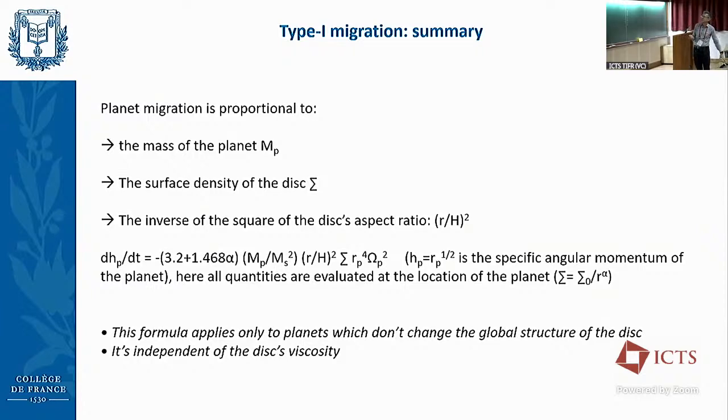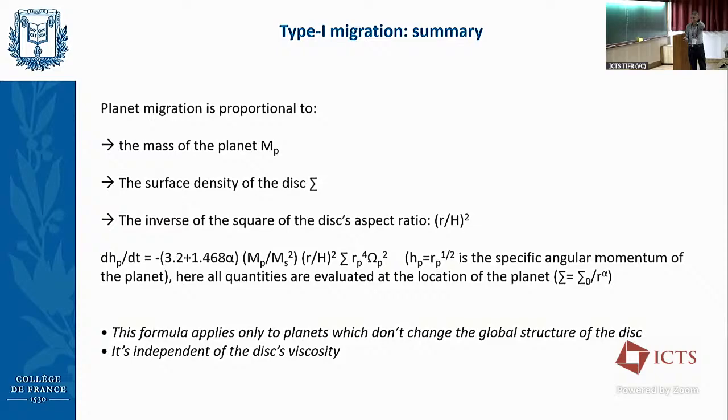It's proportional to (h/r)^-2, so (r/h)^2 times sigma, and it's proportional to the location of the planet to the power 4, and the orbital frequency to the power 2. So it applies only for relatively small planets that don't change the global structure of the disk. And as you can see in this formula, there is no mention of the viscosity.